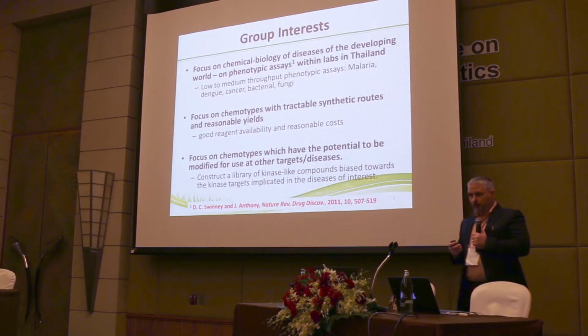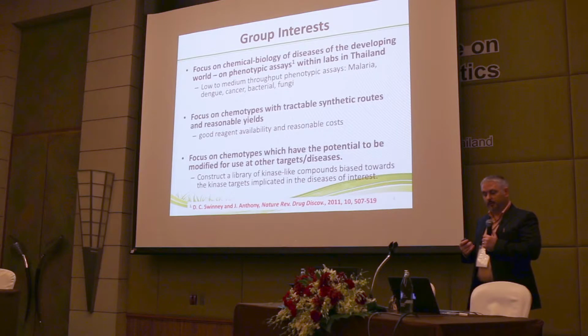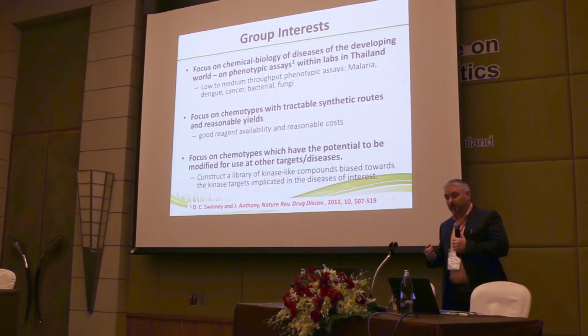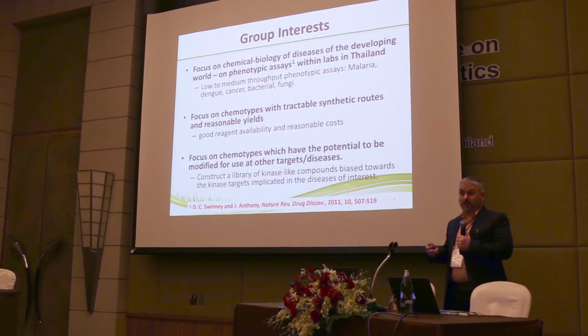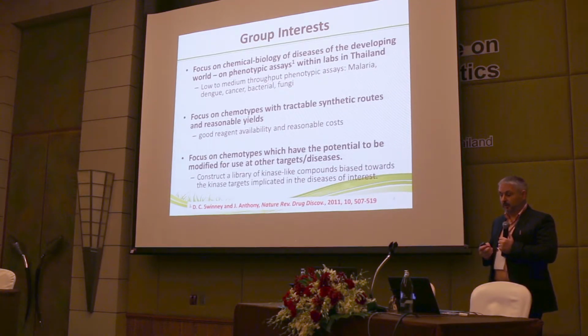So from a chemistry point of view, I'm not a trained organic chemist, so we really have to focus on chemotypes with tractable synthetic routes and good yields, and that involves quite a lot of data mining, informatics, text searching, literature searching, patent searching. So we need reagents, well, we need routes that are quite reliable. We need good reagent availability, and we need reasonable cost. So it's a lot of computational searching, analysis, and trying to work out the most optimal set of compounds.